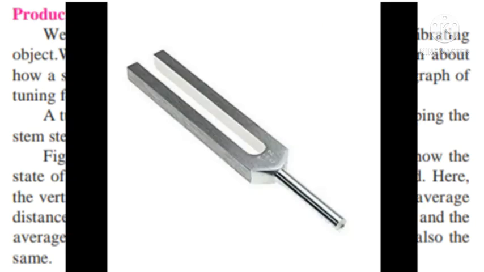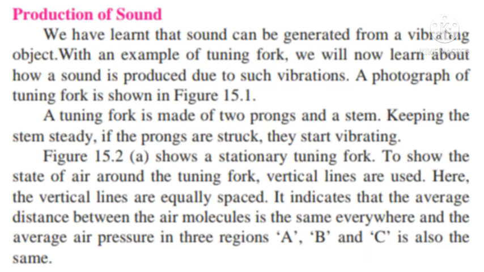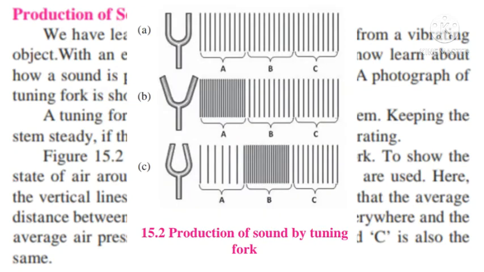A photograph of tuning fork is shown in the picture. A tuning fork is made of two prongs and a stem. Keeping the stem steady, if the prongs are struck, they start vibrating. So children, you can see in the figure 15.2a, it shows a stationary tuning fork. Stationary means steady. To show the state of air around the tuning fork, vertical lines are used. Here, the vertical lines are equally spaced.